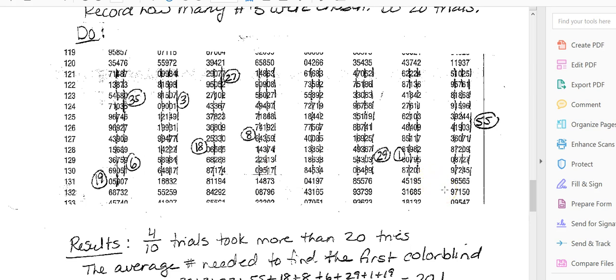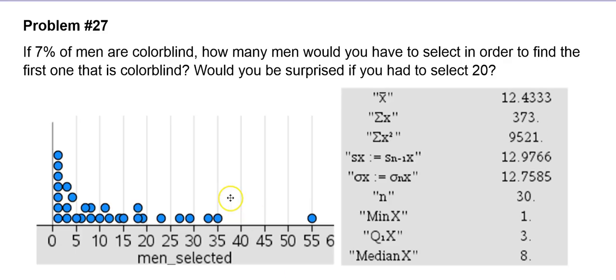So what I did was I looked at two different homework papers, each of which had assigned numbers a little bit differently. So I took 15 trials from each of the homework papers and got a total of 30 trials and made a graph of them. So that's what this is right here. Each one of these represents how many numbers I had to pick until I got the first number that represented a colorblind man. So you can see that there's quite a lot of variety, but a whole lot of small values and a few very large values.